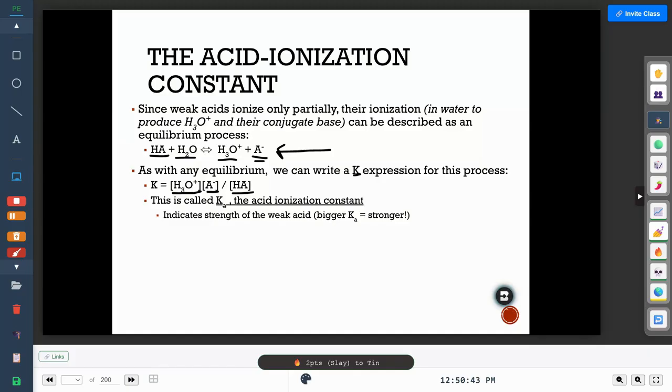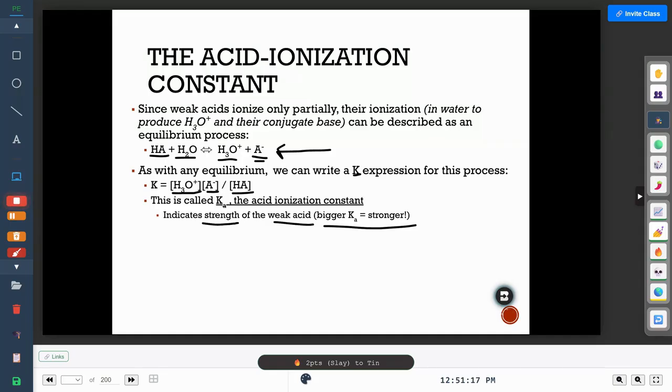All right, so this is called our K sub A, or our acid ionization constant. What does it do? It tells us the strength of our weak acid. The bigger the Ka, the stronger the acid, okay? The bigger the value that you get for Ka, the stronger the acid. Remember, we learned about Ks before, and we learned that bigger numbers are going to indicate higher concentrations, right?